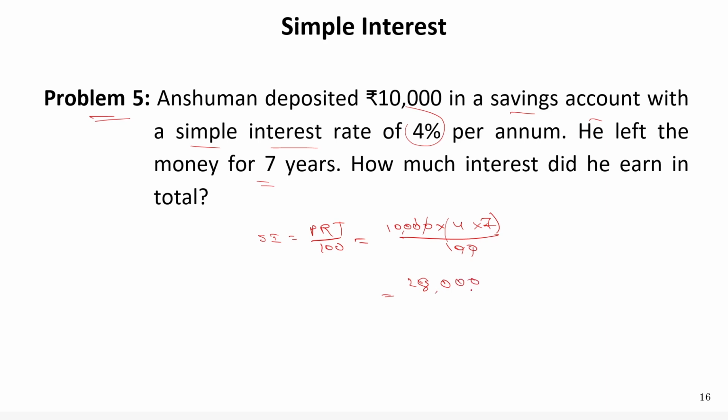So he left money for 7 years. So the amount of money that he will be having after, it will be this much. Cancelling 2 zeros from here, right? So it will be 100 into 28. That is equal to 2800. So 2800 will be the correct answer.